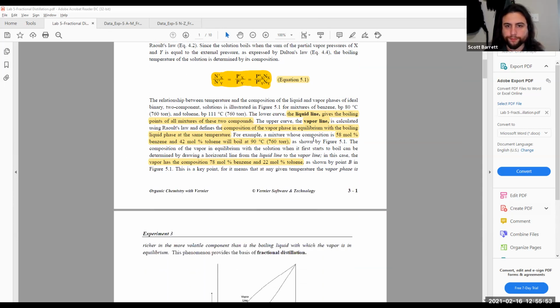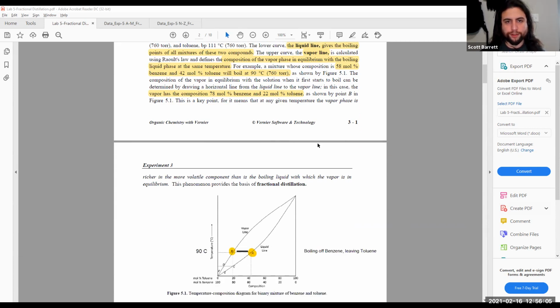And so right here, the relationship between temperature and the composition of liquid and vapor phase of ideal binary two-component solutions is illustrated in figure 5.1, which will be down here, so I'm going to zoom out just a little bit.